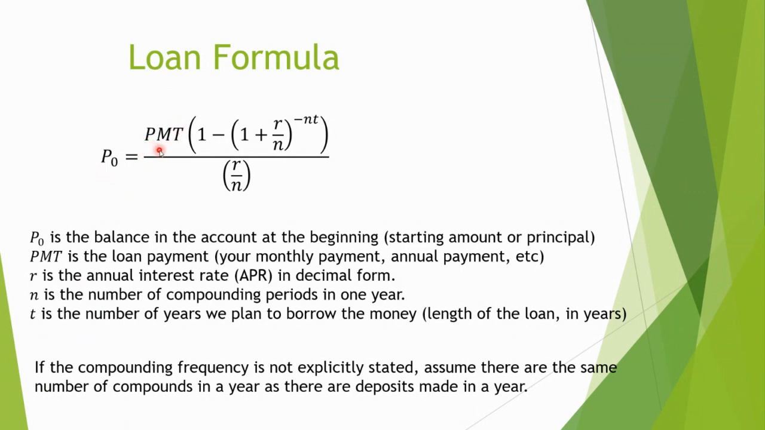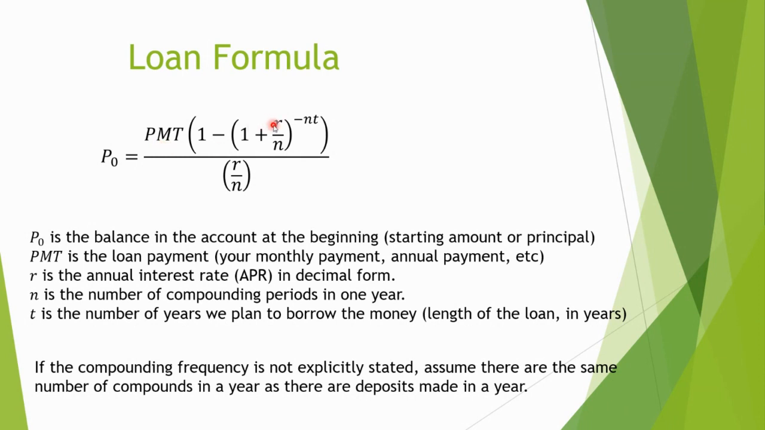Like if you're making a monthly payment, this is what it would be. An annual payment, this is what it would be. It's how much you're paying regularly to each loan. Remember, we're assuming that we're making regular payments. We could even probably do daily payments if we wanted to. Is that realistic? I don't know, but we could do it.